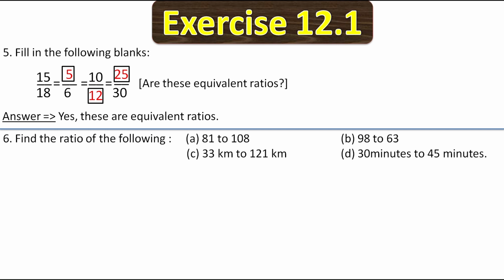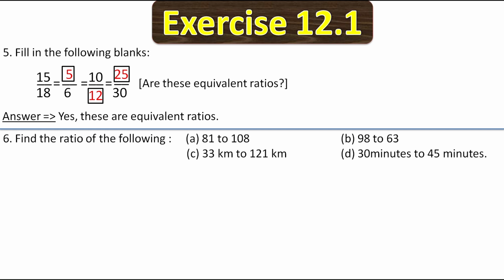For these two numbers, first the numbers, there is no unit, so no need to think about that. But for C and D, we have units. Here the kilometer and here the minutes. This is in kilometers and this one is also in kilometers, so no matter. Here it is minutes and here it is also minutes, so no need to think of that. Okay, directly we can find the ratio.